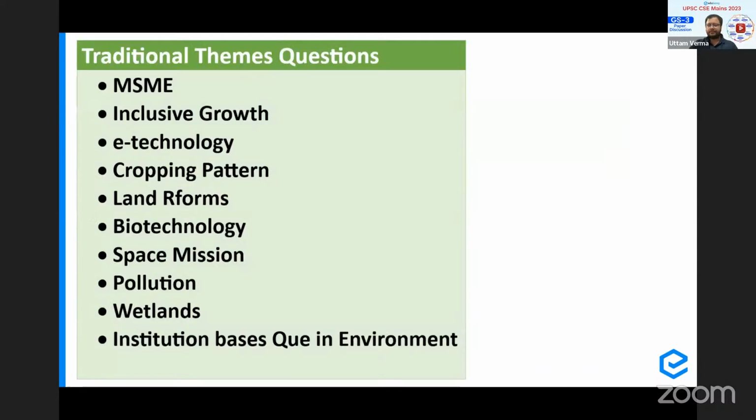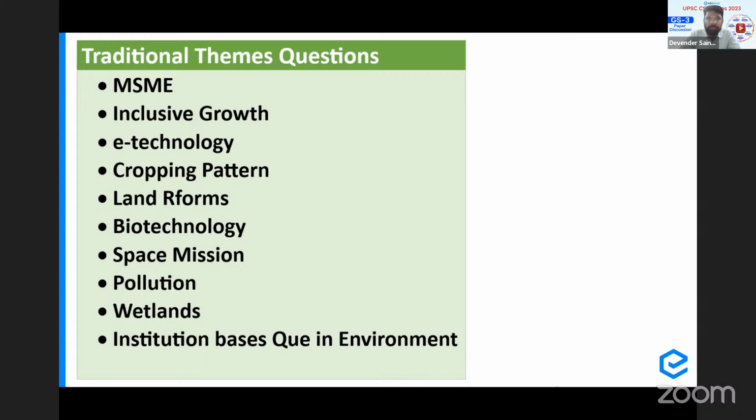If we see the traditional themes, जो question repeat होते हैं continuously, if we see 20 questions of GS, we will find 7-8 themes always repeat in the paper. The first theme is that related to MSME, inclusive growth, even e-technology related to agriculture or related to the science, cropping pattern, question on the cropping pattern we can see every year.